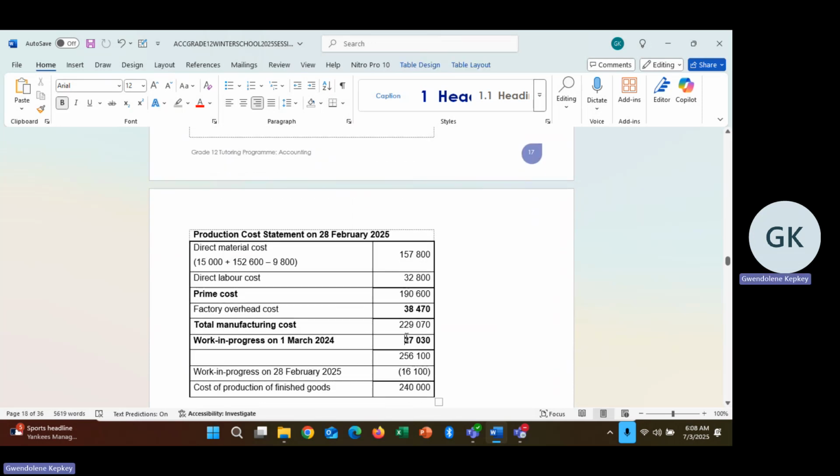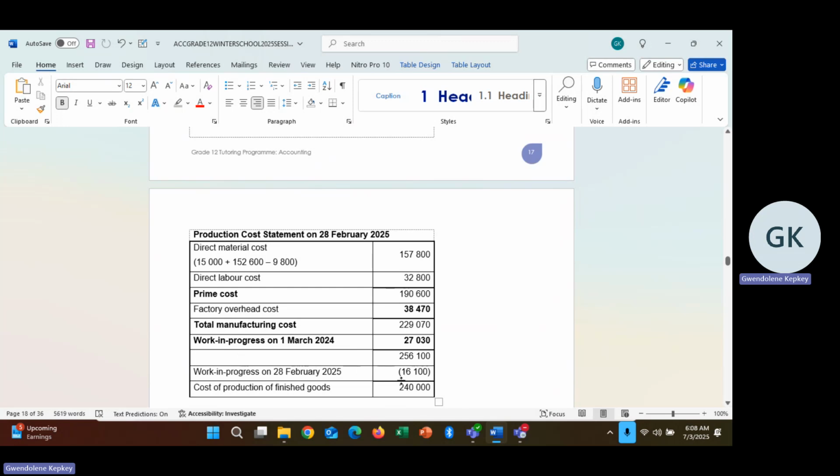Now, the format of the statement should be in your head. So we move and we look at my direct material, we add my direct labor cost, those together give me my prime cost. Once I have my prime cost, I add my factory overhead cost, which we have just calculated, and then I will come to my total manufacturing cost. We move on to where we add my work in progress in the beginning. I will get a total or a figure with no detail next to it.